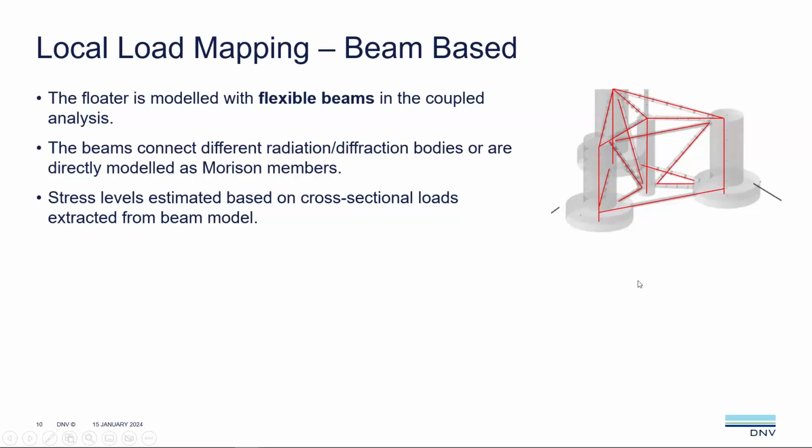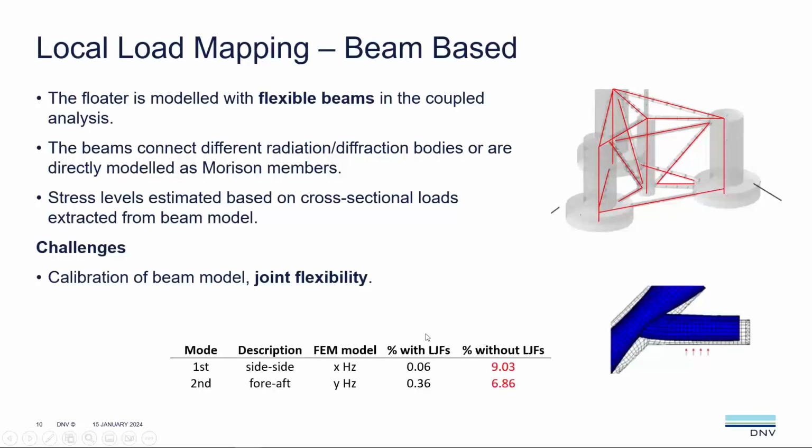So although this might seem relatively straightforward because of the simplicity of this beam model, actually there are a number of challenges associated with creating this beam model in the first place. One of them is joint flexibility. I'm showing here a real example from one of the projects that I've worked on recently. It's not using this OC4 geometry, it's a different floater, but we were looking at predicting the coupled frequencies of the structure in both the side-side and fore-aft directions.